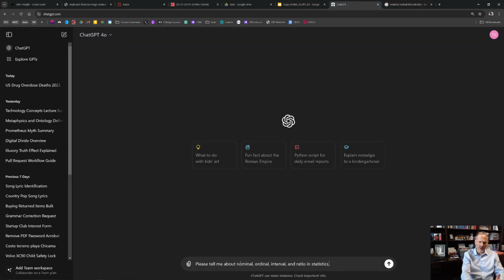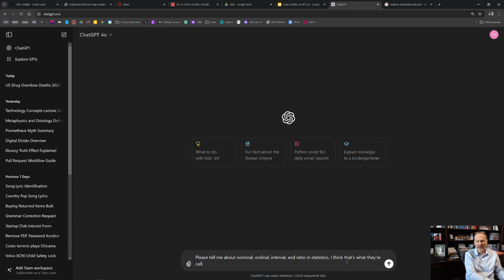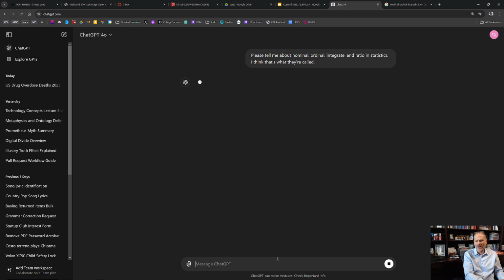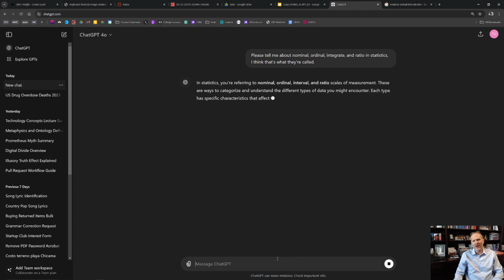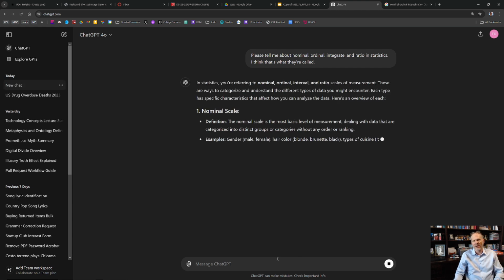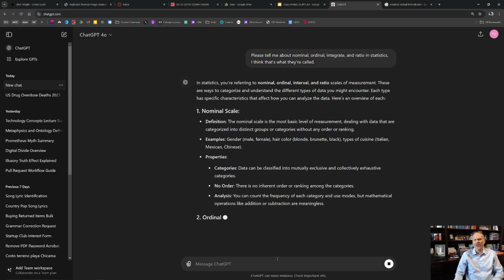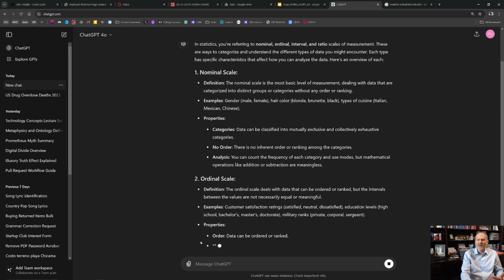But here I put in a normal sentence. I could even add in ambiguity, like I think that's what it's called, and if I wanted to, I could change this from ordinal to integrate. So I'm going to try to throw it a curveball and put in the wrong word, and I'm going to hit enter. And what it says is, in statistics, you're referring to nominal, ordinal, interval, and ratio scales of measurement. So it corrected my mistake.